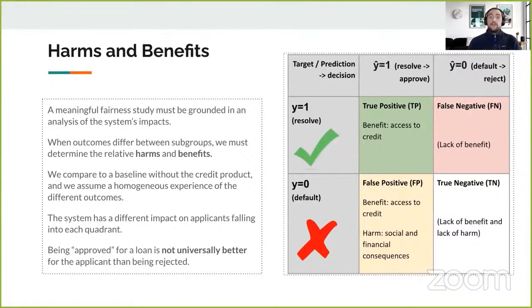And so we see that the different outcomes result in different harms and benefits. And we also see that some of these outcomes, like the false positive, are complex and may require some nuanced thinking. But importantly, it's really only once we think through these harms and benefits that it makes any sense to start measuring discrepancies in the system's outcomes. Because before that, you don't know what to measure.